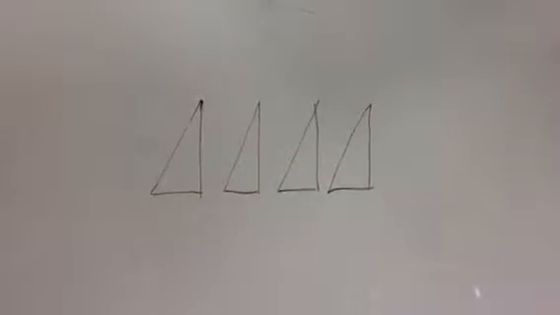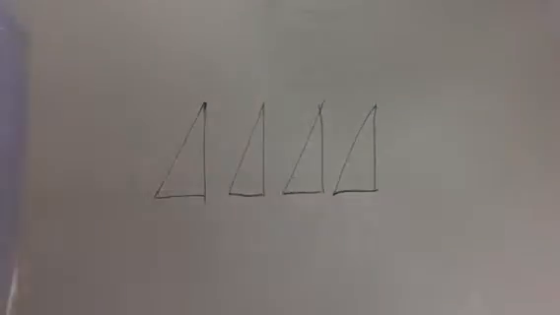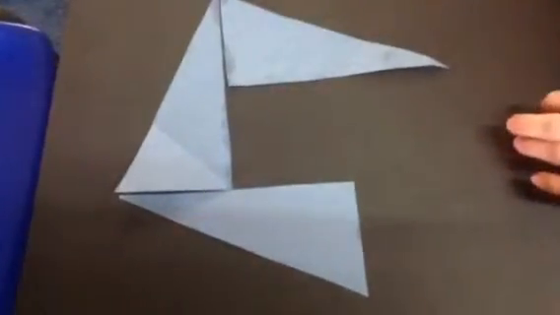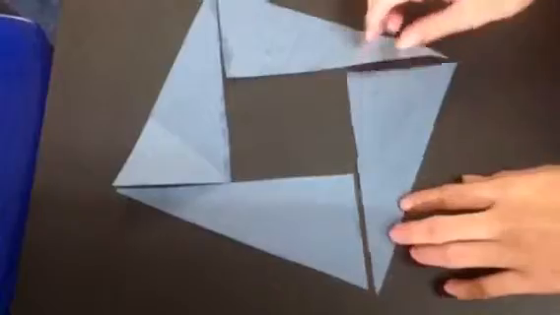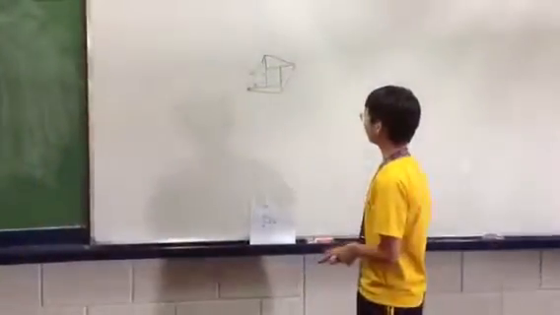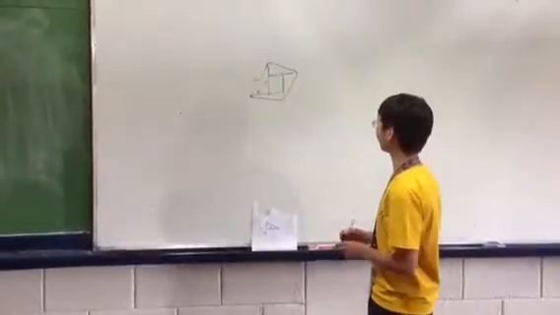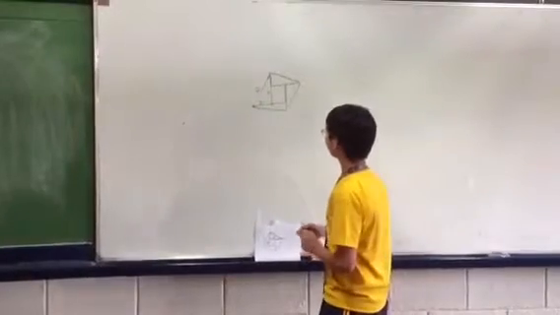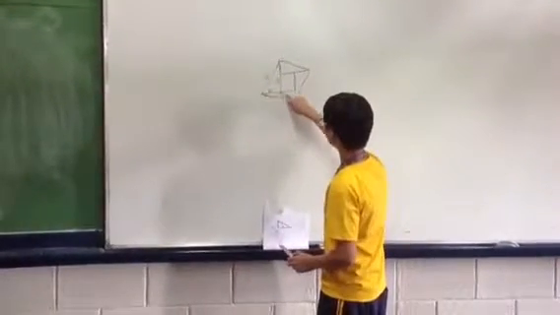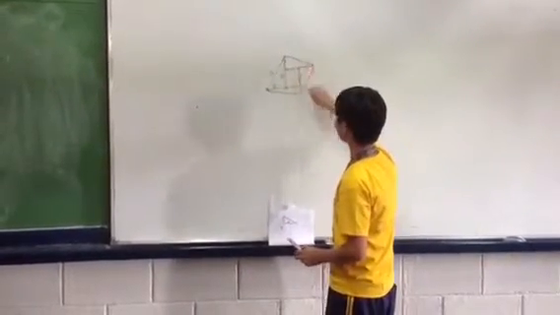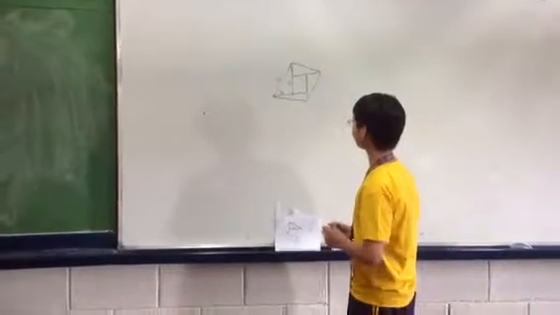Here are four identical triangles. This will help us to understand why c squared equals a squared plus b squared. This is how you form it. Here we can see that it forms a quadrilateral, and that there are four triangles and one square.